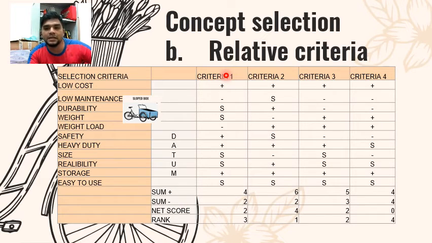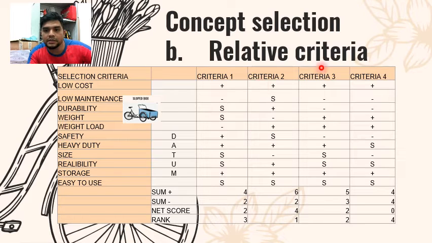Okay, for criteria 2, the better ones are low cost, durability, weight load, heavy duty, reliability, and storage, which are better than the datum. Weight and size are lower than datum, and low maintenance, safety and easy to use are the same as datum. The sum of better than datum for criteria 2 is 6. The sum of lower than datum is 2. The net score for criteria 2 is 4.